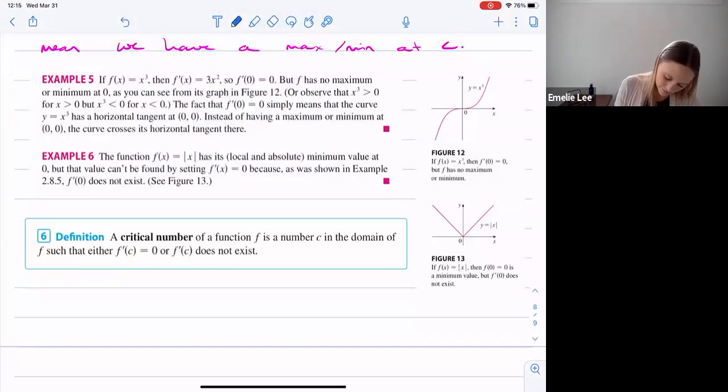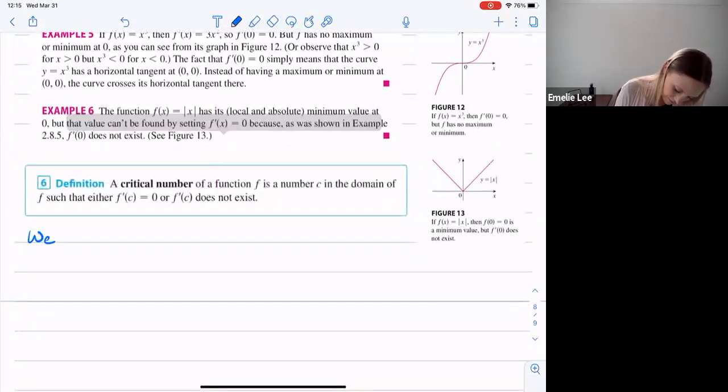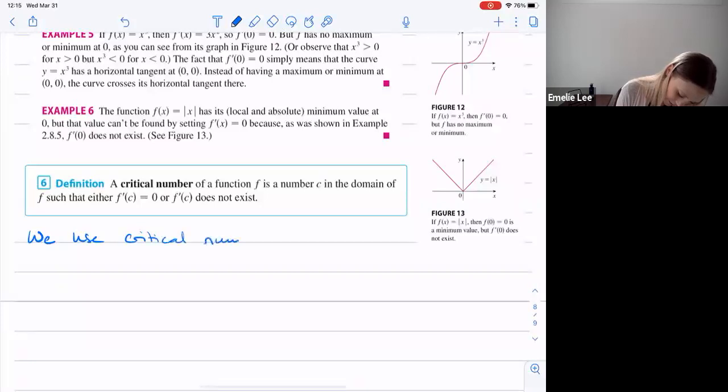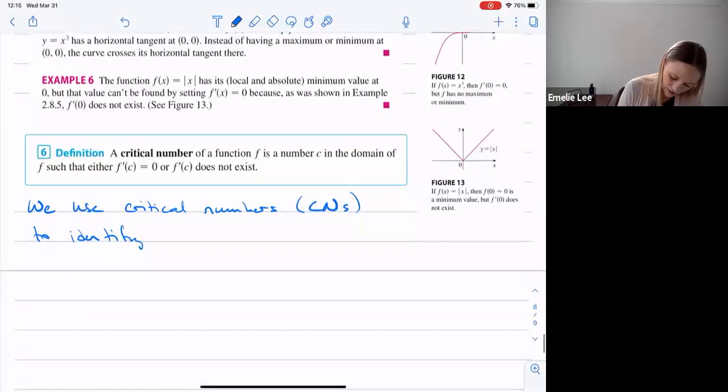So we use critical numbers, which I'm going to write as capital C, capital N, and then S. We use CN, critical numbers, to identify potential minimums and maximums.